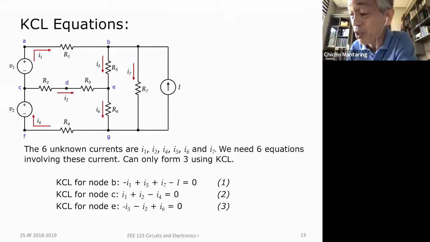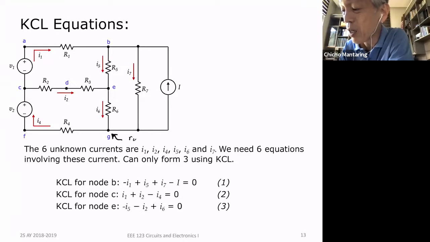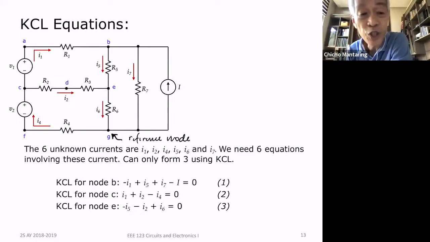Remember, I have 6 unknown currents. I can write 3 KCL equations. In this particular case, itong node G, I chose this to be my reference node. If I try to write KCL for node G, I could have derived that by combining these 3 equations.